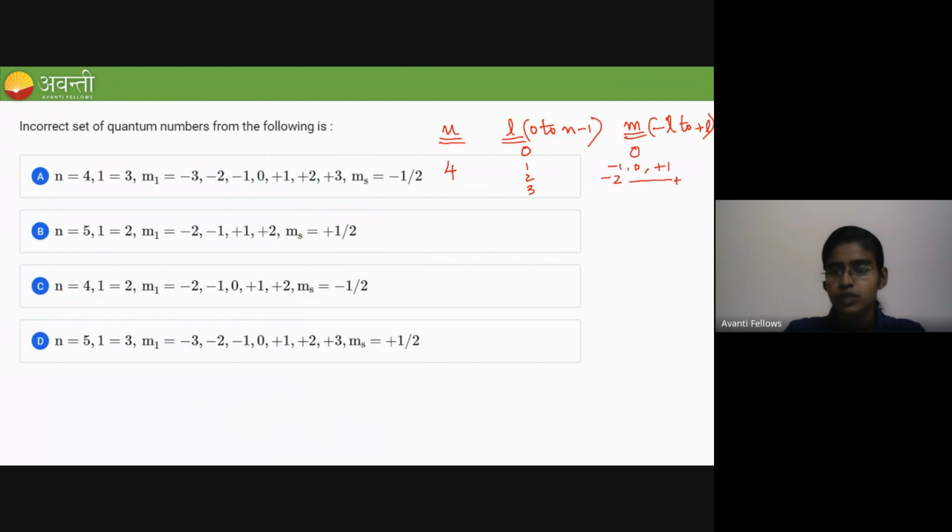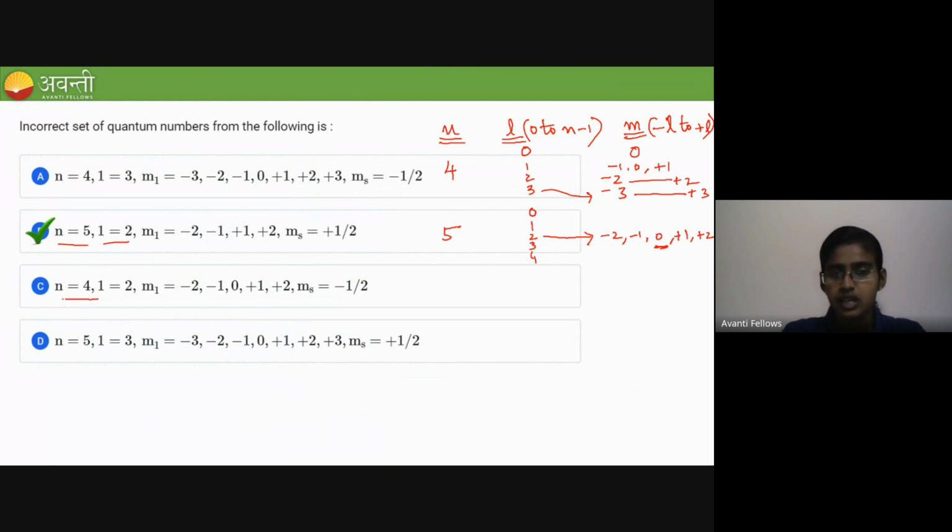Here minus 2 to plus 2. Here minus 3 to plus 3. So in this case, for L is equal to 3, minus 3, minus 2, minus 1, 0, plus 1, plus 2, plus 3, all are there, and the spin quantum number can be minus half or plus half. Minus half is given. Coming to option B, n is equal to 5, L can have 0, 1, 2, 3, 4. For L is equal to 2, m can be minus 2, minus 1, 0, plus 1, and plus 2, right? But here you see only 4 numbers are given. 0 is not there in the option. So it is the incorrect set, and it is the correct answer for this question.